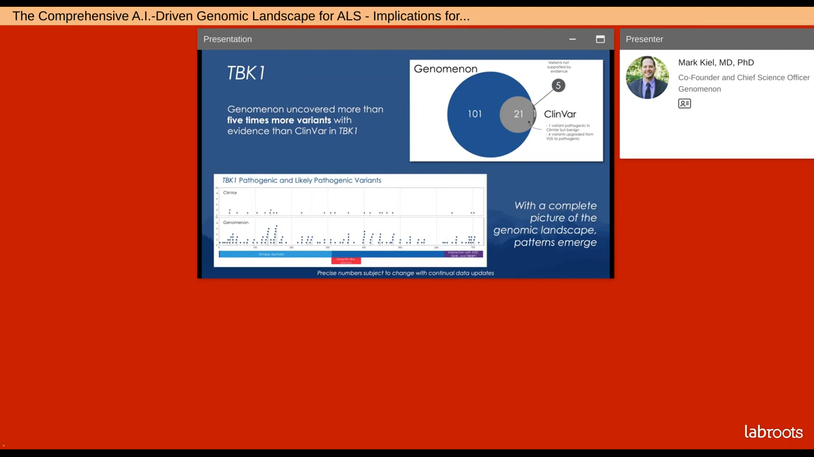And then lastly, for a less prevalent gene, which is found to vary in ALS patients, the TBK1 gene is 5 times more represented in the Genomenon ALS landscape compared to ClinVar. And again, you see that the value of that representation in a more comprehensive landscape being reflected in the patterns that you see across the different domains of TBK, including the tank domain there at the right.